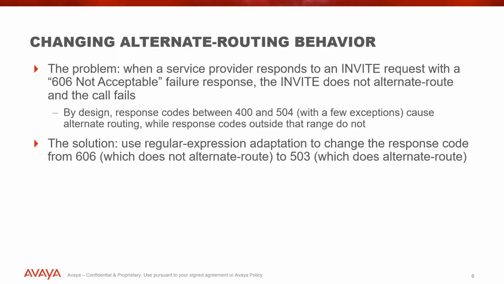But, you know, different service providers do different things. So maybe you have a service provider who sends you a 606 for whatever reason, and you want to go to a second service provider who will maybe be able to route that call.